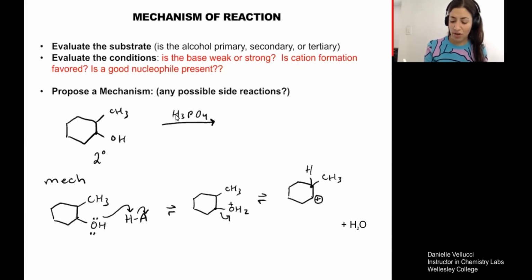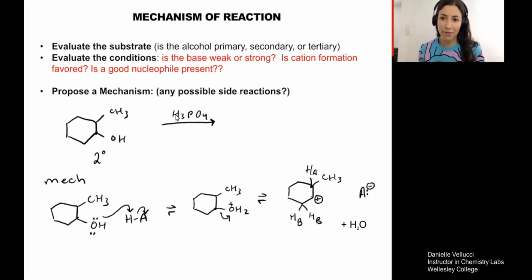We have a proton on both of the neighboring carbons. So I'm going to label the one on the methylated position as HA. I'm going to label these protons as HB. Unlike the substitution reactions we did last week, you'll realize that when we use phosphoric acid, the conjugate base is not a good nucleophile. So we should not expect substitution products to come out of this reaction.